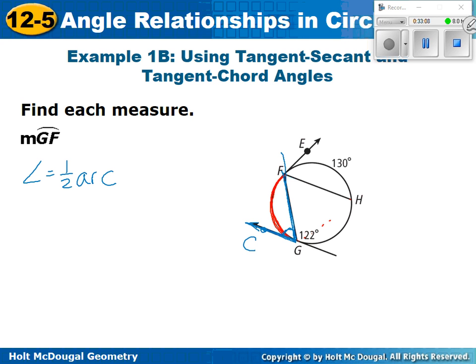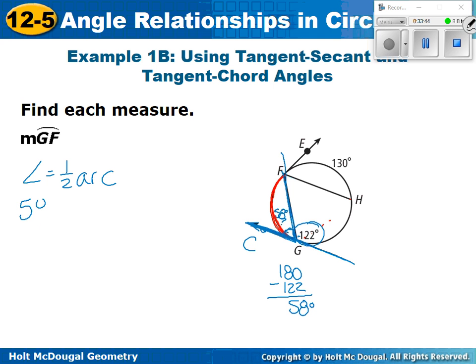Do we know the angle, though? No. But we do know, back in one of our early chapters, if two angles are side by side and they form a straight line, they're supplementary. So if this angle is 122, what could we do to find this missing angle? Subtract it from 180. So 180 minus 122 gives us 58 degrees. So now we know this angle that's creating that arc is 58 degrees.